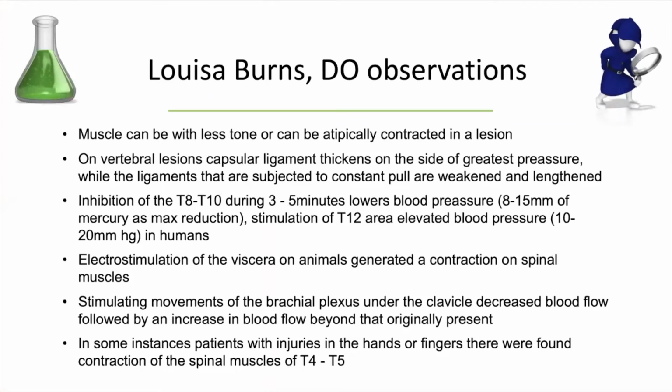So her observation started with just the idea that the muscle tone can be more or less with contracted lesions, things that we take for granted today in our studies. This was back in, we could say, the Middle Ages of medicine. They were making these discoveries. What happens to the capsular ligaments? Why are they thickening? Is it due to pressure? Is it due to lack of pressure? This is where all these studies began.